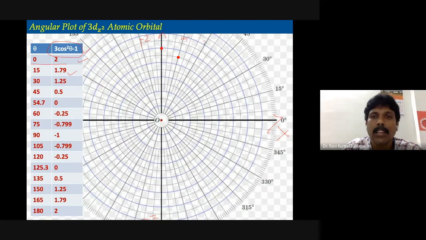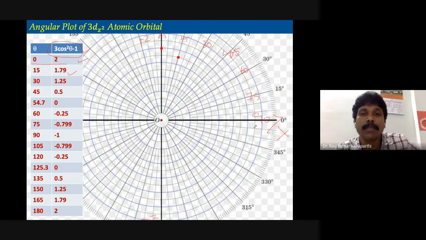This is 30, and this is 45. This is 60, and this is 75. Okay, and this is 90. So that's how the points are going on. Just take the third value, that is 30. At 30, what is the value? It is 1.25, just above this one. I have just pointed it.